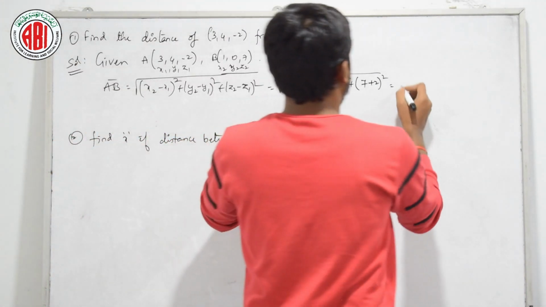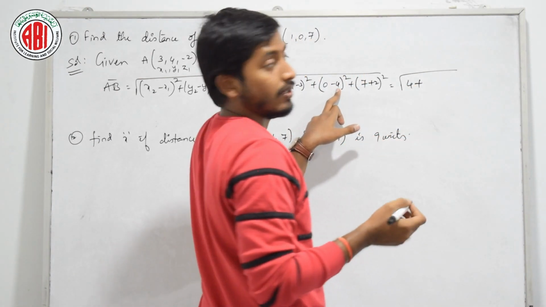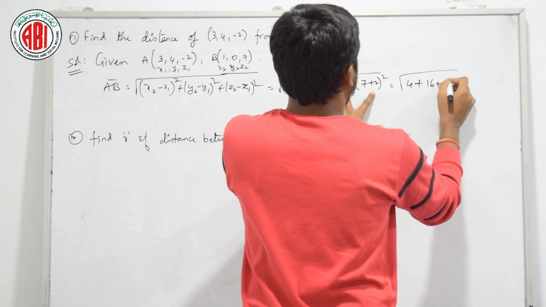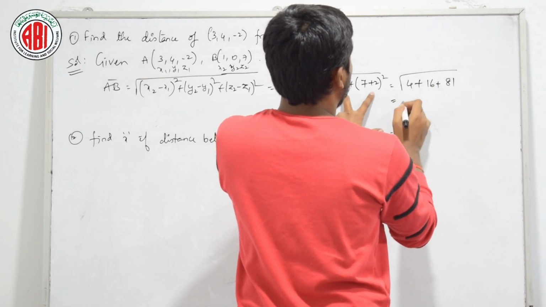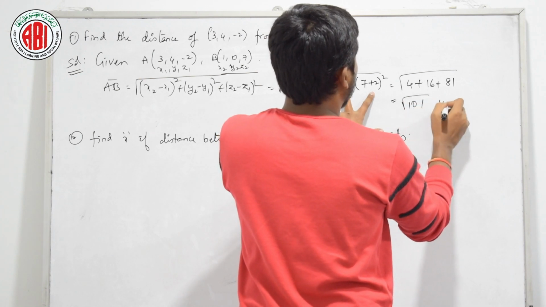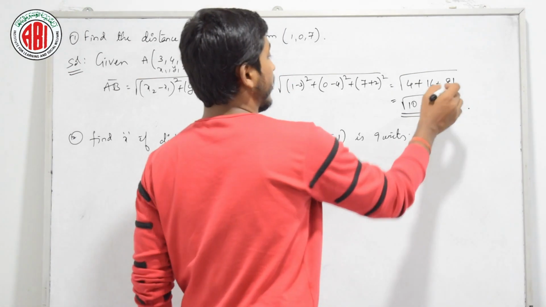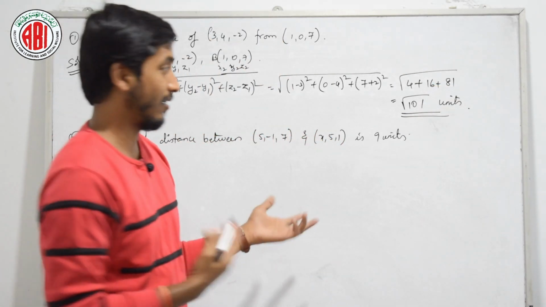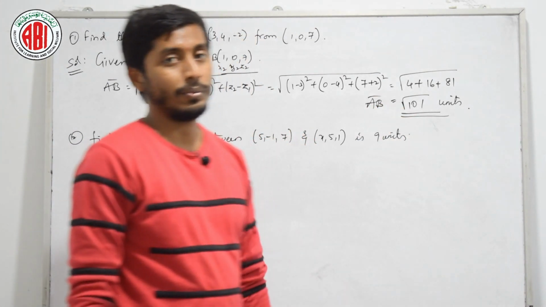Minus 2 whole square will be 4, plus 0 minus 4 is minus 4, whose square is again 16. 7 plus 2 is 9, 9 square is 81. 4 plus 16 plus 81 is 101. The answer is 101 units. Is it right? Don't forget to write units, because we don't know whether it is centimeter or whatever, right? That's why we will write it as units.